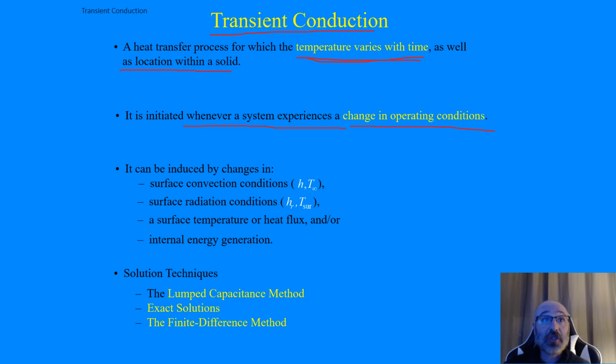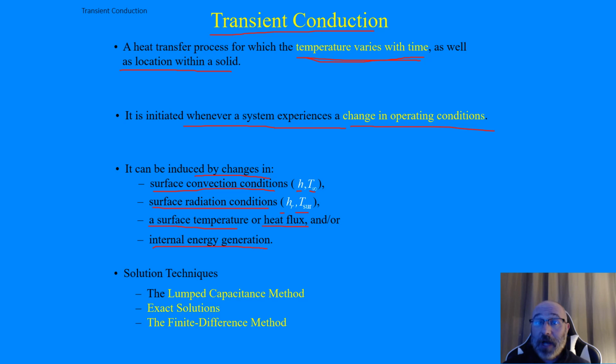It could be a change in our surface convection conditions, which is our h and our T sub infinity. It could be a change in our surface radiation conditions, our h sub r, our T surround. It could also be a change in our surface temperature or heat flux right there, and or a change in our internal energy generation. So all of these right here could be the changes that we're referring to.